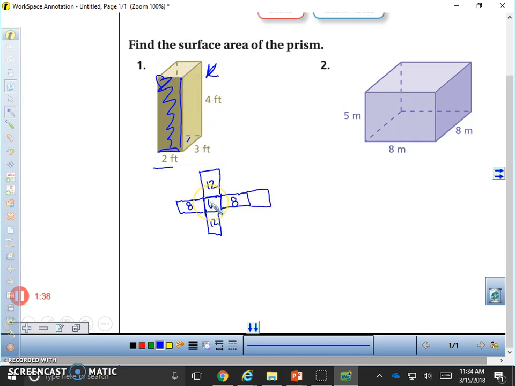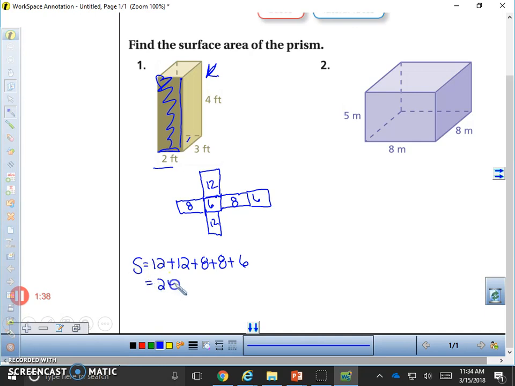My two parallel sides that are the same are 6, and everything else are called your lateral faces. My lateral faces spin around my base, and my top base is there on top of the lateral faces. So we add them all up, and we get the surface area, and we label it as S. So S equals 12 plus 12 plus 8 plus 8 plus 6.